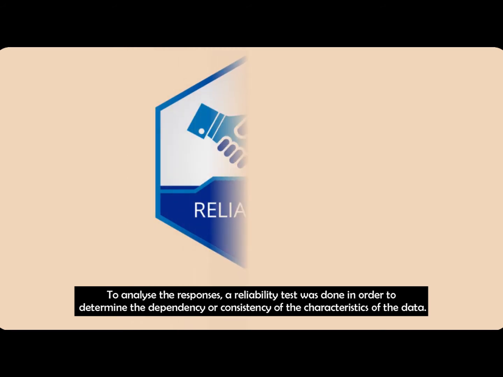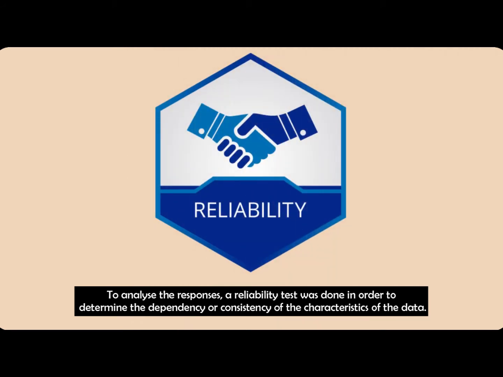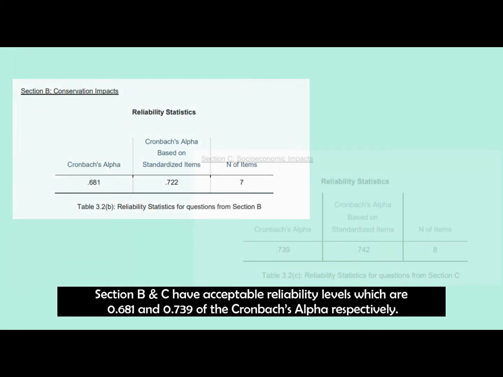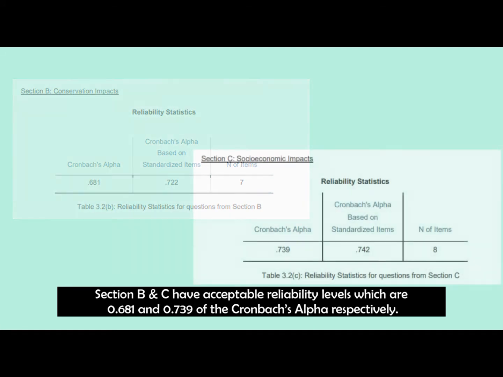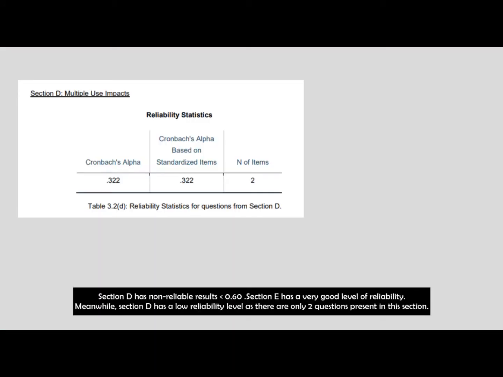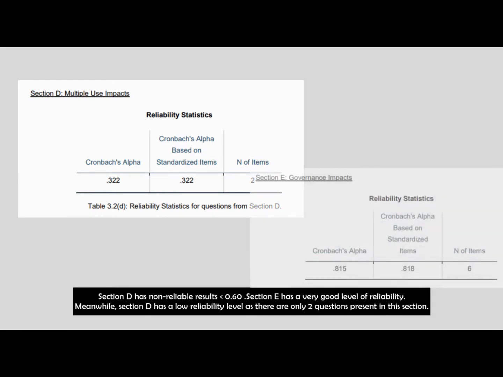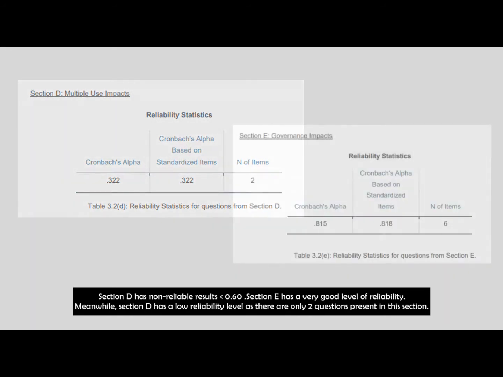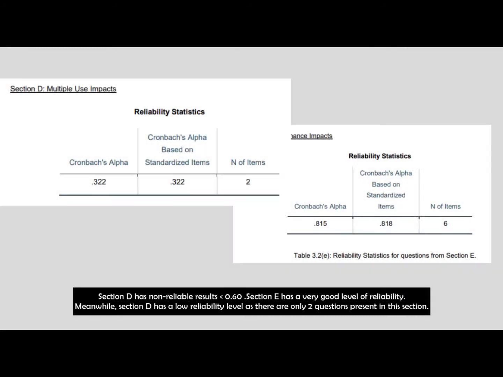To analyze the responses, a reliability test was done in order to determine the dependency or consistency of the characteristic of the data. Section B and C have acceptable reliability level. Section D has non-reliable results as it has a value lesser than 0.60. Section E has a good level of reliability. Meanwhile, Section D has a low reliability level as there are only 2 questions present in this section.